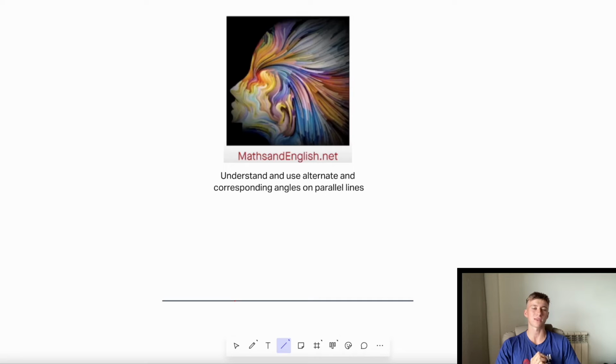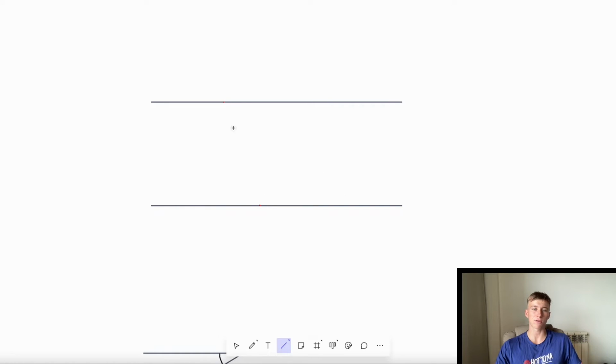I'm a tutor here at mathsandenglish.net, and in today's video we're going to be going through alternate and corresponding angles on parallel lines. So these two lines are parallel lines because they can go on infinitely and they will never touch. And right now we can't get any sort of angles on them either because there is no point.